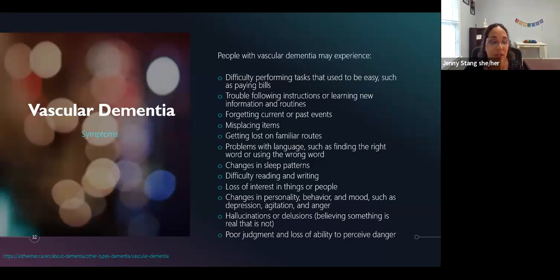People with vascular dementia may experience these symptoms: difficulty performing tasks that used to be easy, such as paying bills, trouble following instructions or learning new information and routines, forgetting current or past events, misplacing items, getting lost on familiar routes, problems with language, such as finding the right word or using the wrong word, changes in sleep patterns, difficulty reading and writing, loss of interest in things or people, or apathy, changes in personality, behavior, and mood, such as depression, agitation, and anger, hallucinations or delusions, and poor judgment and loss of ability to perceive danger. So again, very similar to some of the other dementia diagnoses.